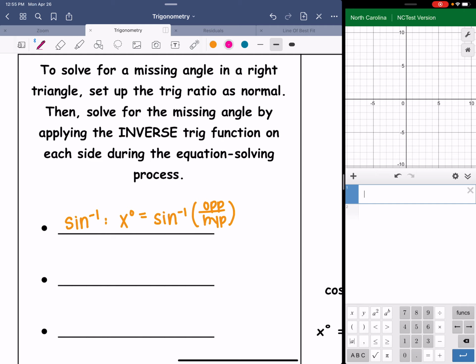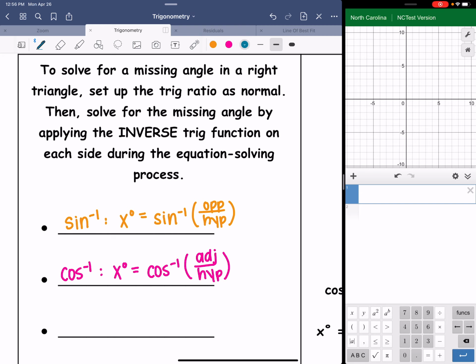Today we're going to focus on cosine inverse. And that's going to be used to find a missing angle x by setting up the equation x equals cosine inverse of adjacent over hypotenuse.